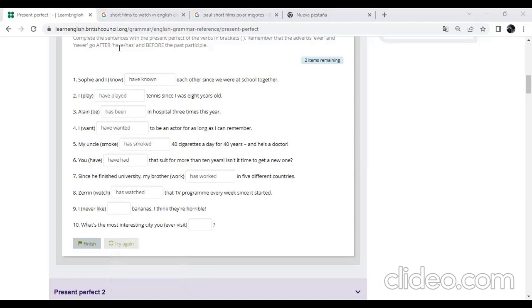I have never liked bananas. I think they are horrible. Good job. And what is the meaning of the number 9? Nunca me han gustado los bananos, las bananas. Pienso que son horribles. Good job. And the last one.